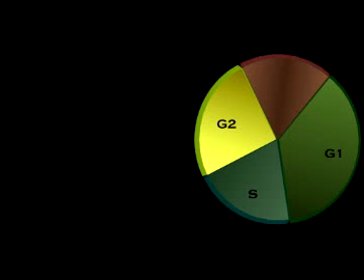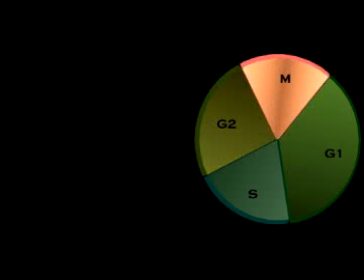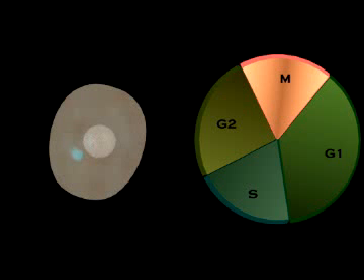When the cell is ready, a molecular signal will cause the cell to enter the mitotic, or M phase of the cycle. During mitosis, the cell's DNA condenses into visible molecules called chromosomes. The chromosomes are carefully sorted between the two forming cells so that each cell receives one copy of every chromosome.